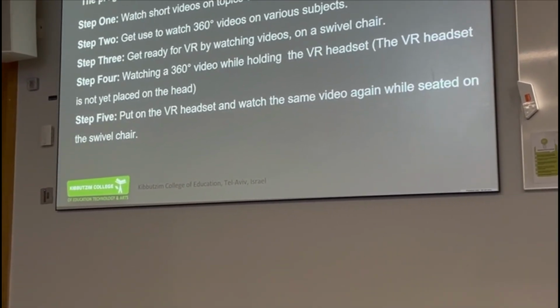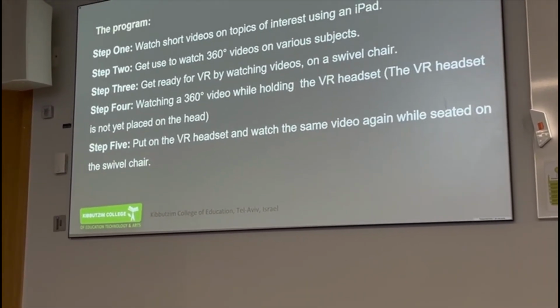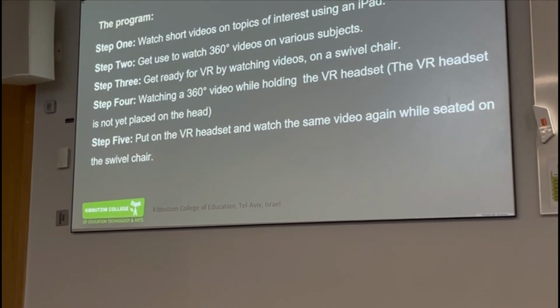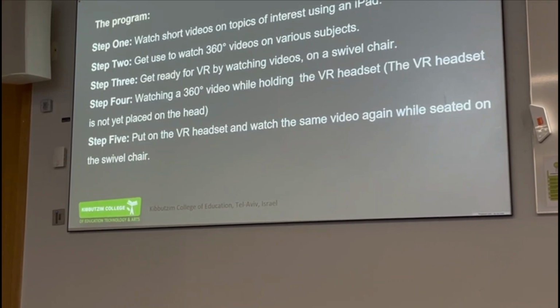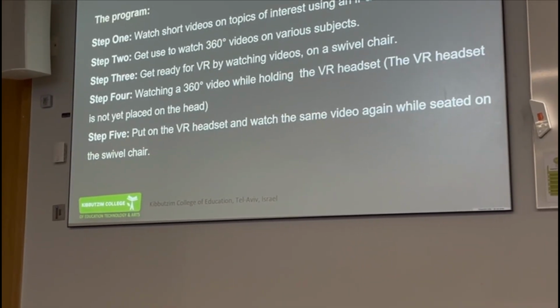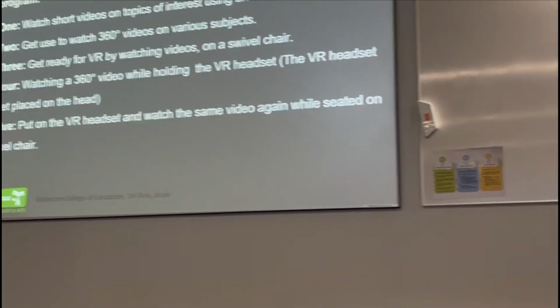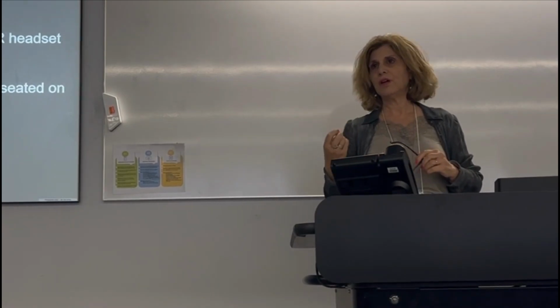The next step is watching the 360-degree video while holding the VR headset like this. They didn't put it on their head, they just held it like this until they were ready to put it on their head. Most of the students in the end did put it on their head and look, but not all of them. There are some that still look at it like this. But all these steps are very important, especially with students with ASD, because they need one step after another to get used to this technology. It's not obvious to use it.